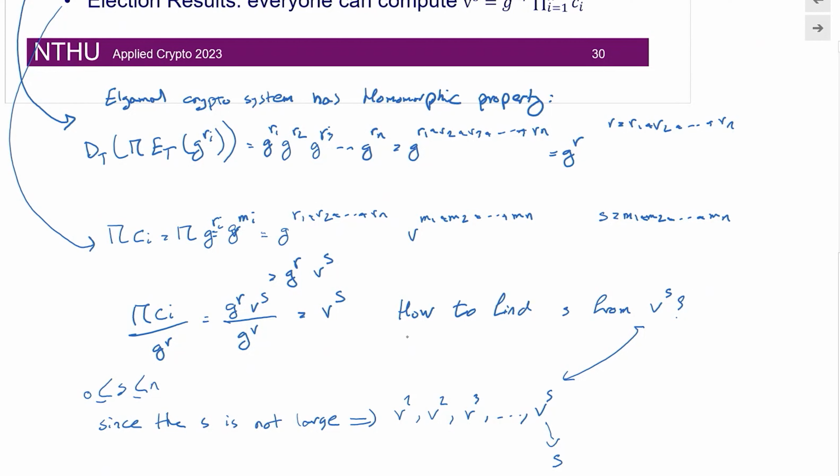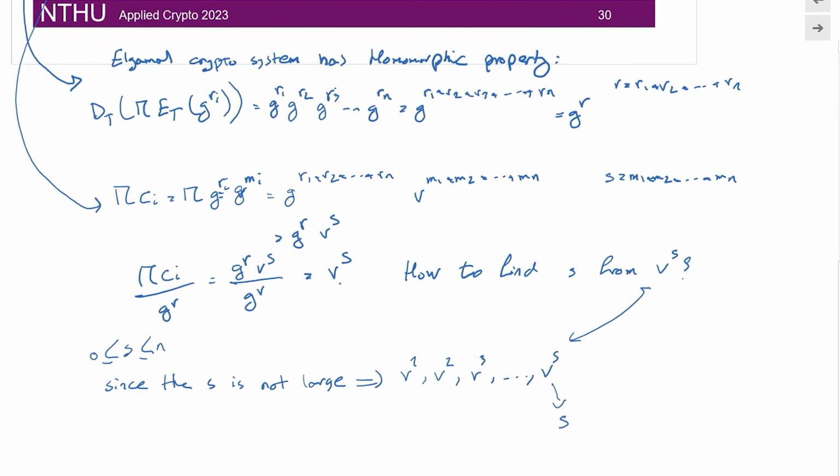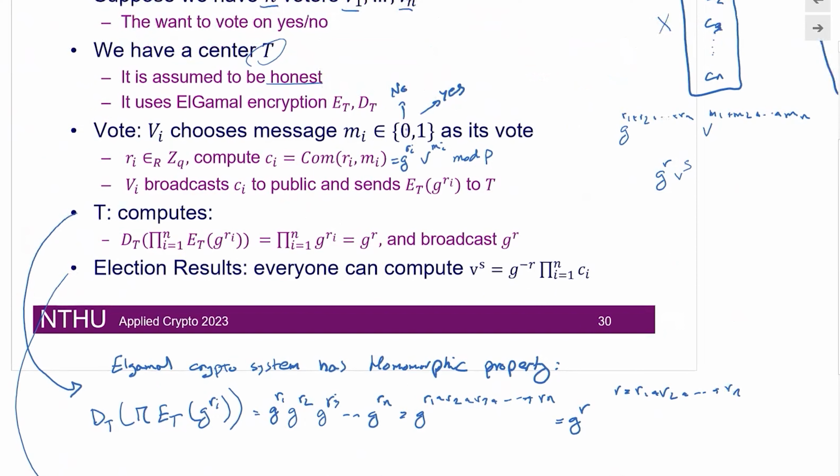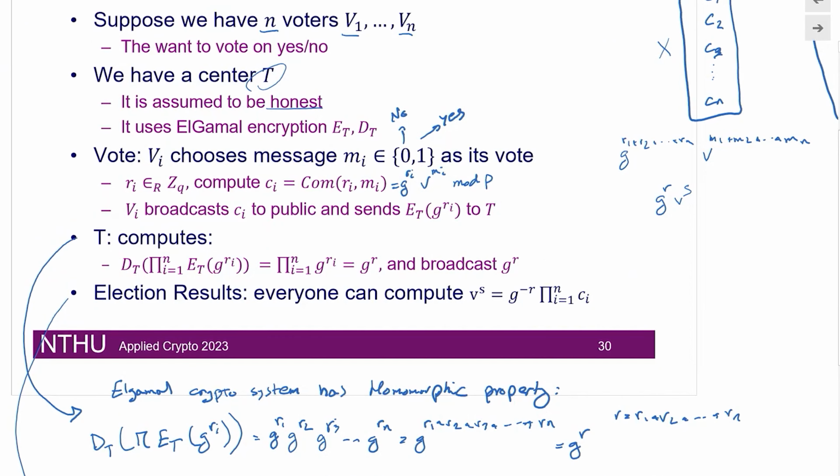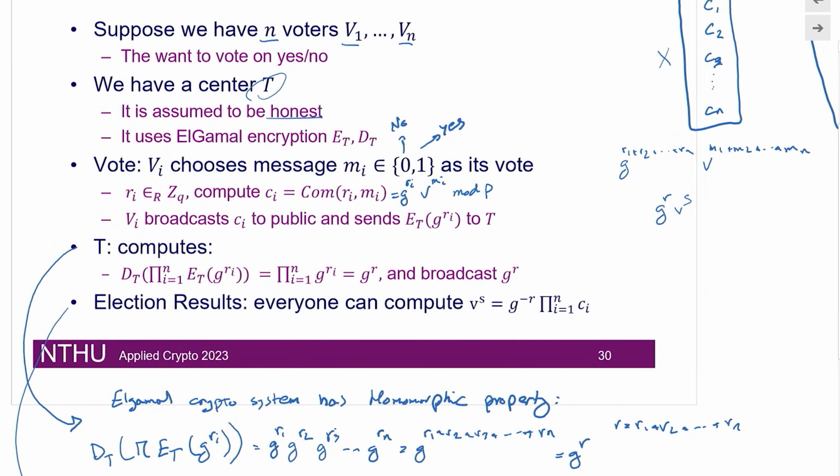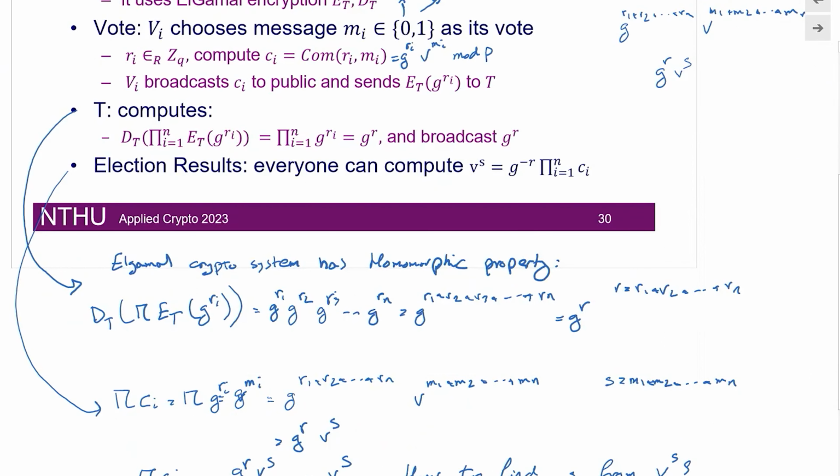However, the question was how do we find S from V to the S? It looked like we need to solve this discrete logarithm problem. So yes, that is a correct way to see it. But since the way that we vote was yes or no, 0 or 1, then if everybody votes yes in the worst case, the sum here would be n, which is the number of the voters. So at the end of the day, we have a limited number of voters. So how can we do that?